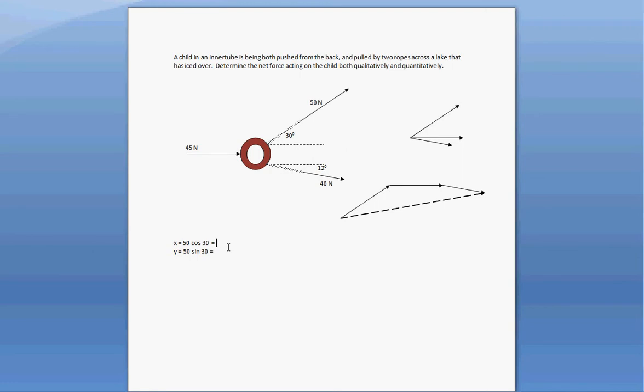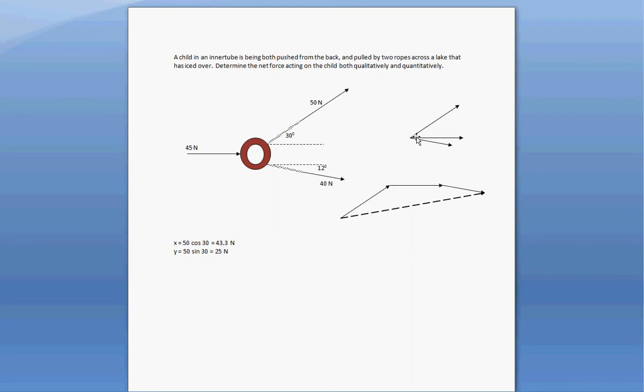So let's see, cosine 30, I'm using a calculator. 30 cosine times 50, so I get 43.3. And for this one, sine 30, I believe is 0.5. 30 sine, yep, 0.5 times 50, which should be 25 newtons. Okay, so that was this vector right here.